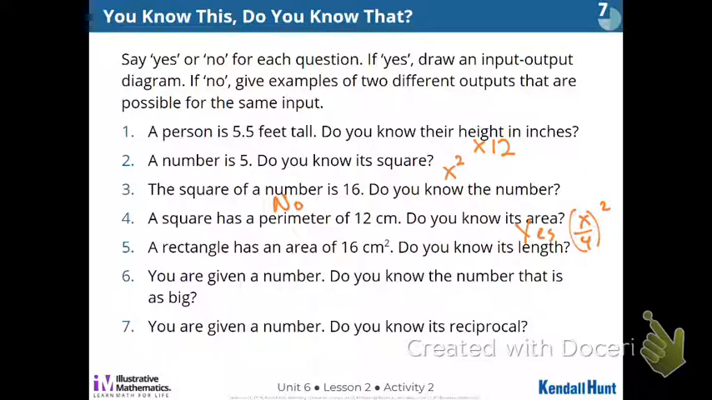Right? But what about a rectangle? Do I know length and width for sure of a rectangle with just the perimeter? No, there could be lots of combinations. So this one's a no. That could be lots of things.